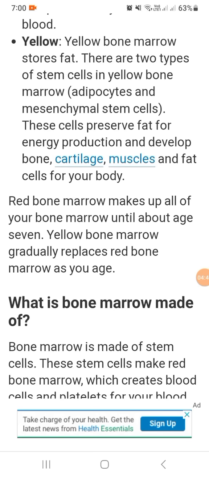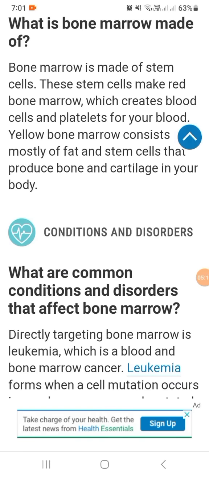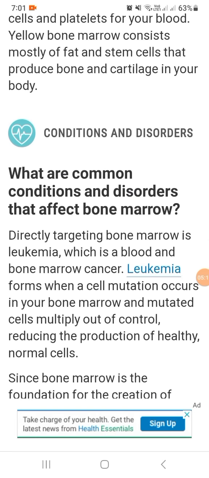What is bone marrow made of? Bone marrow is made up of stem cells. These stem cells make red bone marrow, which creates blood cells and platelets for your blood. Yellow bone marrow consists mostly of fat and stem cells that produce bone and cartilage in your body. There are common conditions and disorders that affect bone marrow directly.